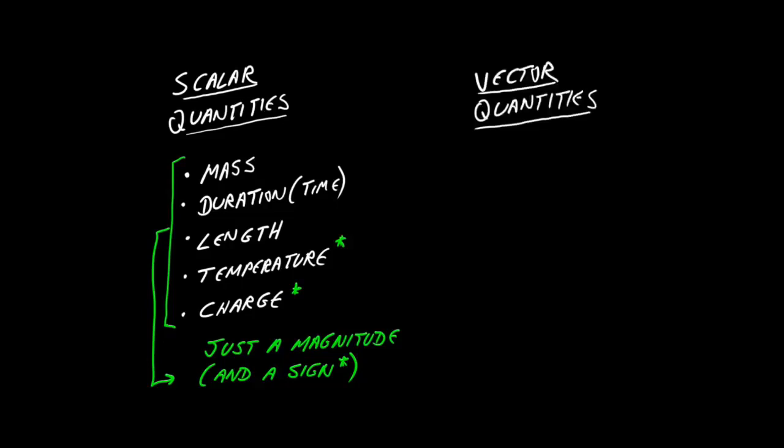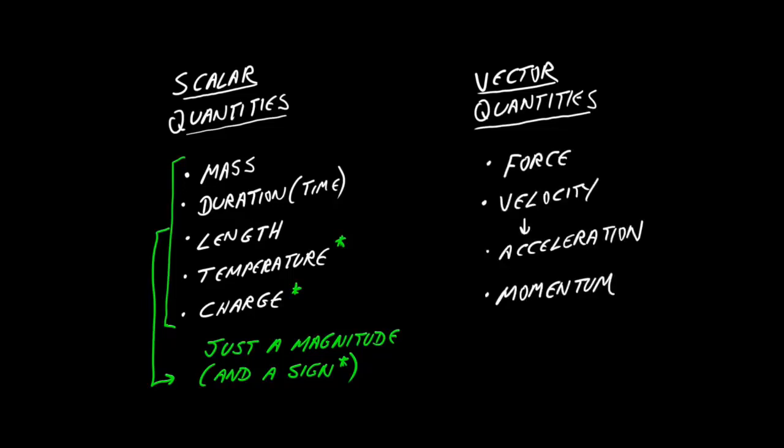How about vector quantities? What's different about vector quantities? Well, think about these things: force, velocity, and therefore acceleration, or momentum. These things also have a strength or a magnitude. However, so let's put that down. They have a magnitude. However, they also have a direction. More than just a sign, they have a full-on direction in three-dimensional space.